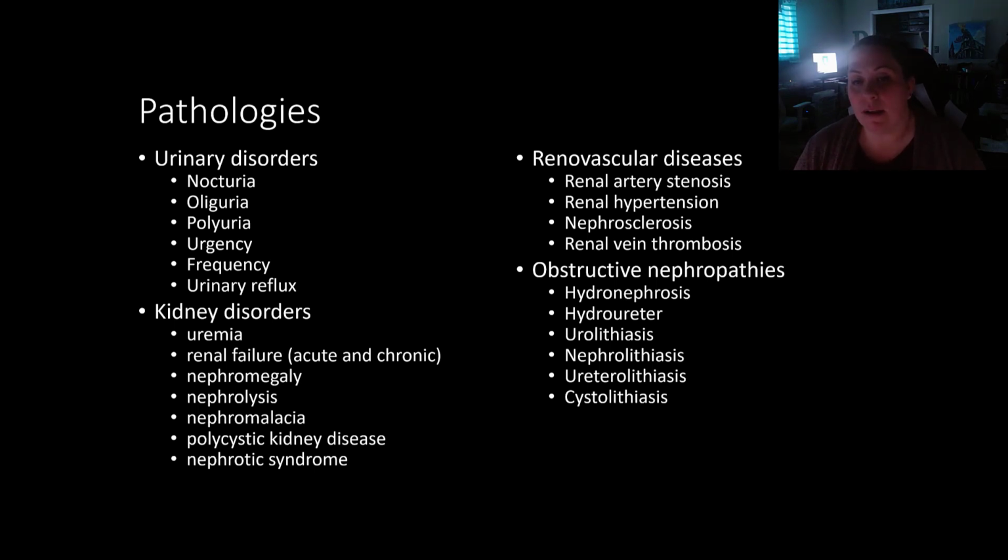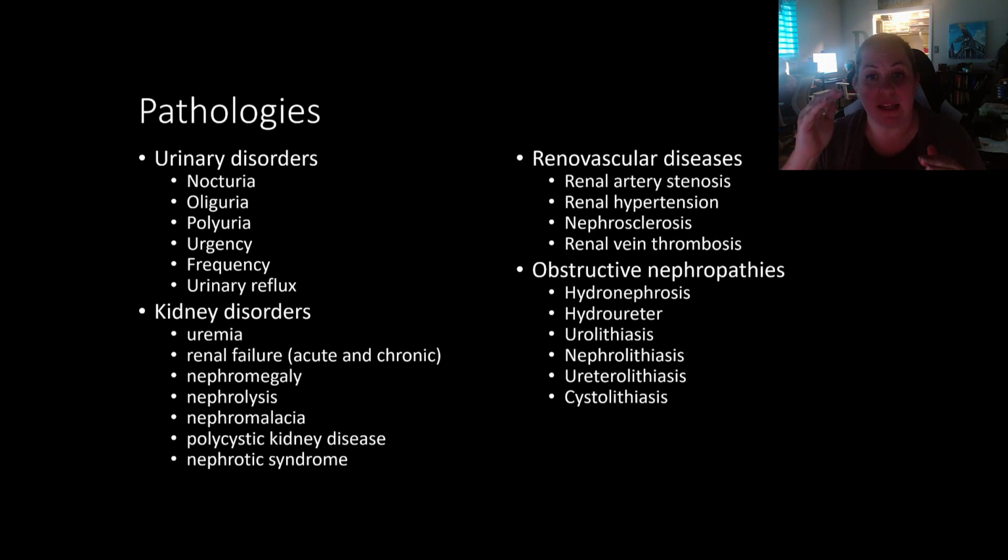So you have hydronephrosis. This is where the renal pelvis becomes distended due to excess fluid developing in there because it can't leave. You can also have hydroureters, where the ureters do the same thing with that expanding. We can also have urolithiasis, which is going to be where we've got some actual stones that are forming. Nephrolithiasis means that it's going to actually be in the nephrons themselves. The ureterolithiasis is going to be where it is in the ureters, and then cystolithiasis is where these stones are in the bladder. So it just depends on where they are located.